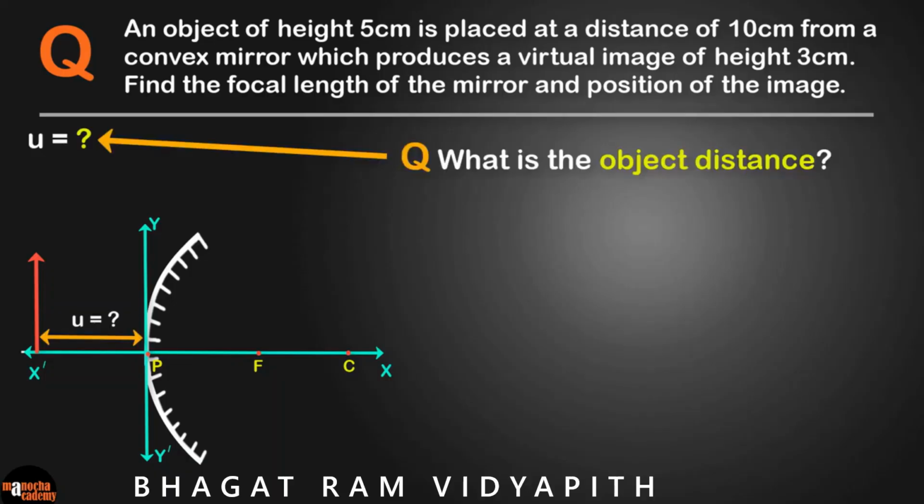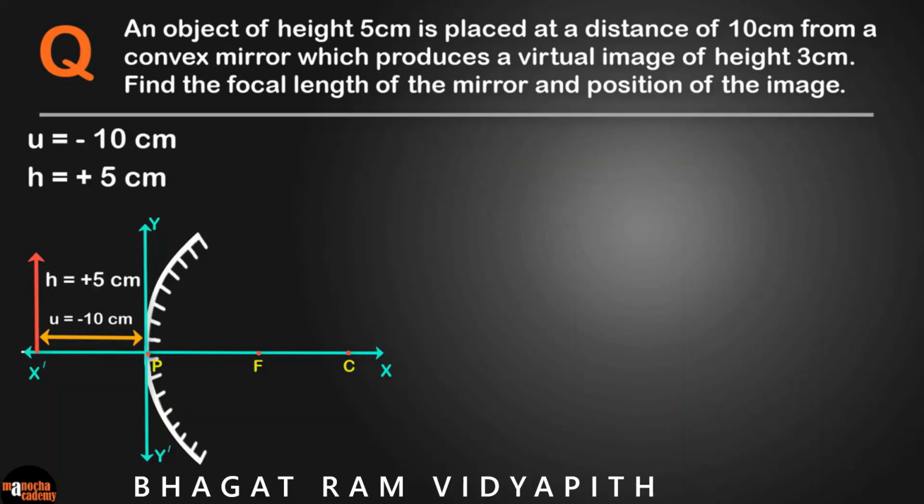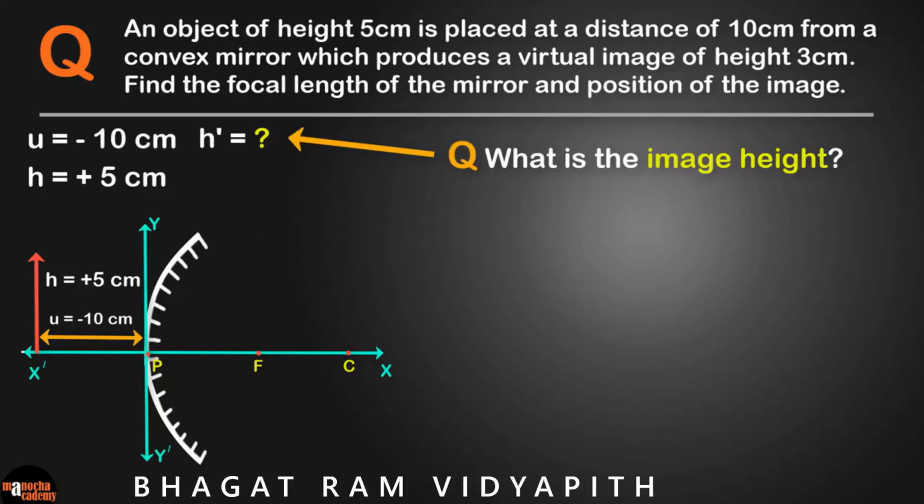Now let's write the data given to us. What should I write for the object distance u? Plus 10 centimeters or minus 10 centimeters? You are right, u equals minus 10 centimeters. The object height h equals plus 5 centimeters, since the object is along the positive y-axis. A virtual image of height 3 centimeters is produced. So will the image height h dash be plus 3 centimeters or minus 3 centimeters?